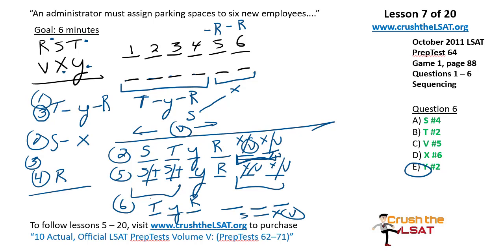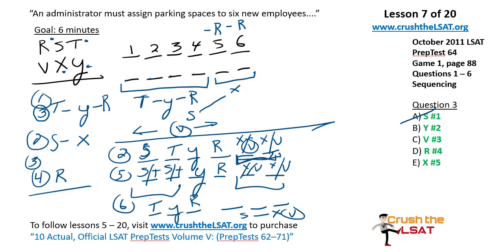Questions 3 and 4, a little harder. So let's take a look at question 3. Of these 5 statements here, which of them would fully determine which of the following is true? So let's take a look. Answer A, S assigned to space 1. If S is in space 1, does that fully determine the entire sequence of the 6 people? Well, just looking at question 2, where we had S, T, Y, then R, 5 and 6 could have been X or V, and 6 would have been the other. So choice A does not tell you exactly what the arrangement's going to be.